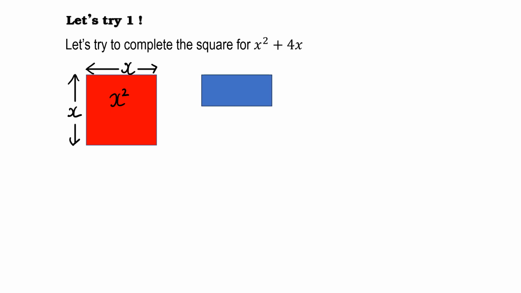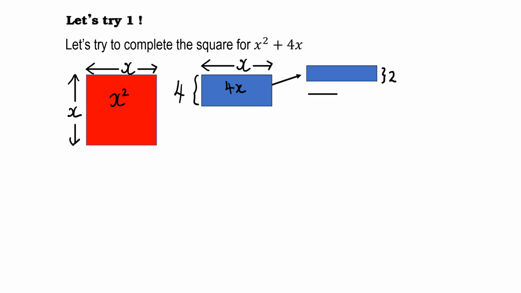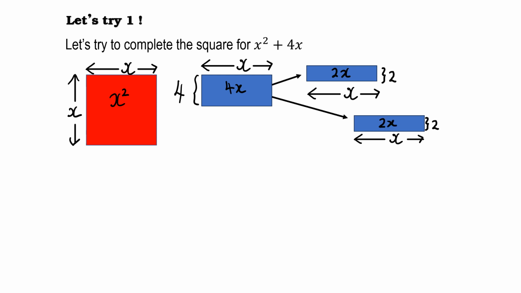How about 4x? For 4x, we can start off with a rectangle where the length is x units and the breadth is 4 units. So 4 times x gives you 4x. Next, we're going to split this blue rectangle into two smaller blue rectangles, where the length is x units, but the breadth now becomes 2 units each. So 2x plus 2x gives you 4x. Next, we combine these three figures, and let's see what happens.